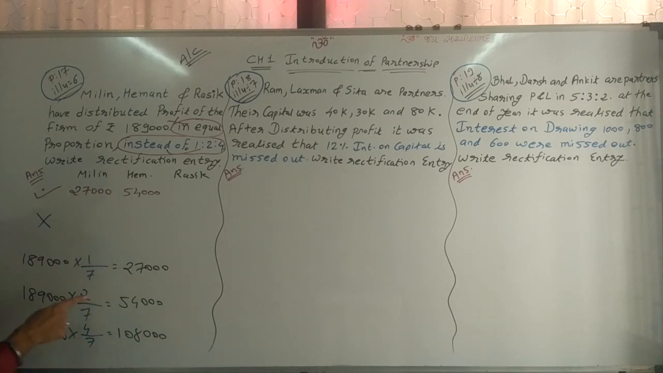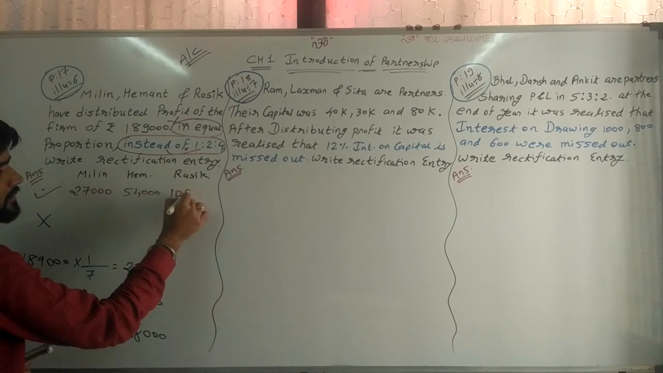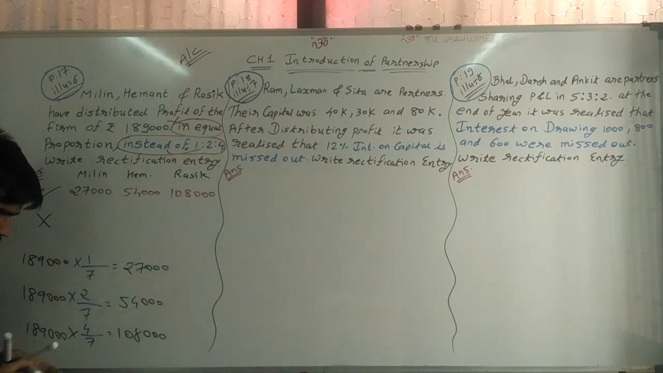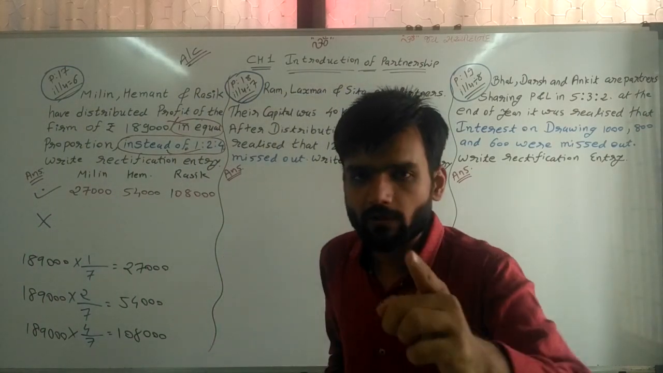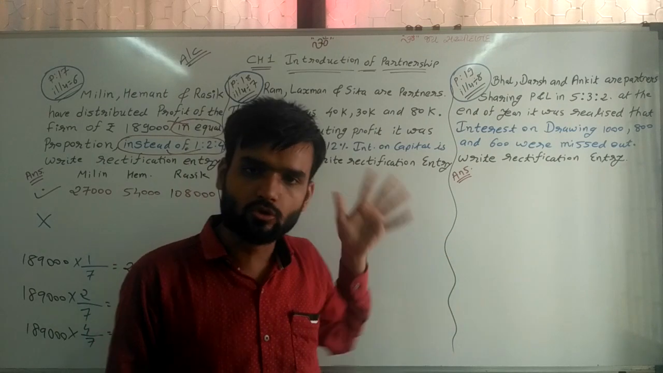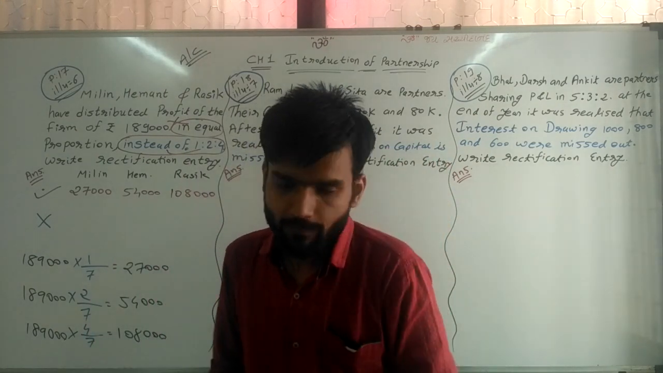If you think double of 2 means 4, so double of 54 is 108. In this way also you can find the answer. So the correct calculation here is 108,000 for Rasik. So again I am repeating, whenever a rectification type sum is given to you, this is also a 3 marker question.